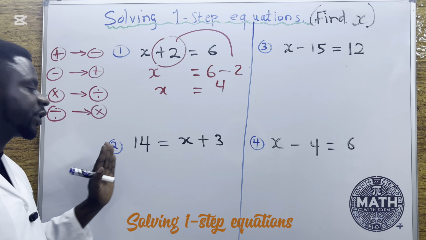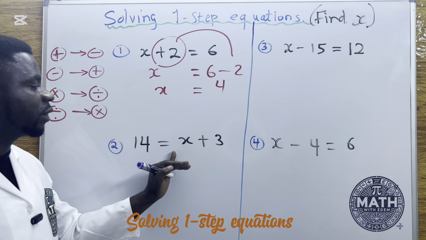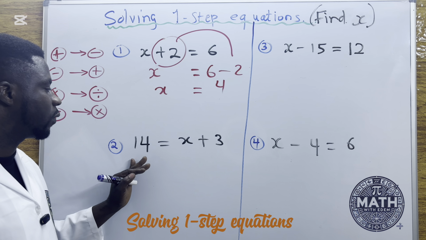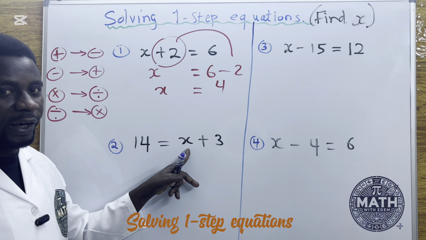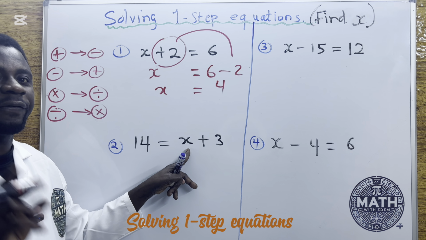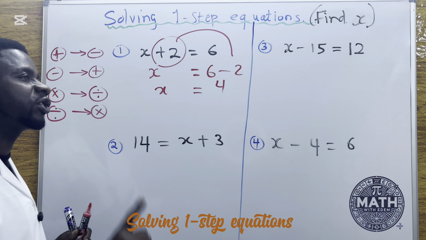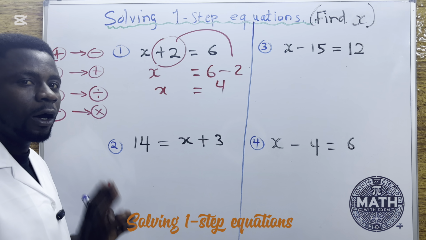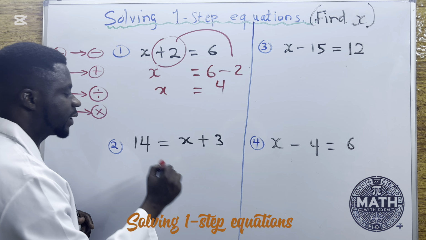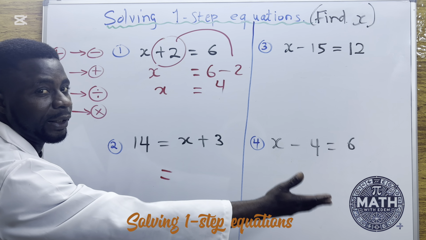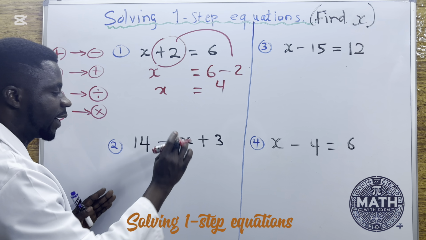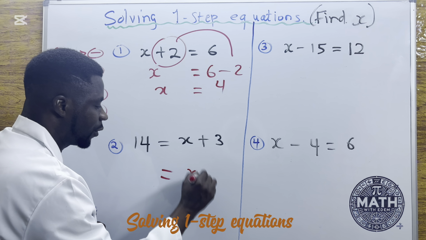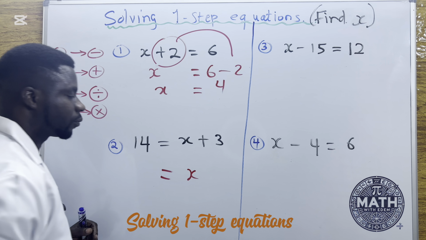Now let's come to question number 2. We have 14 equals x plus 3. Here, we are going to find the value of x. I told you that finding the value of x means we want only x to be at one side of the equal sign. So this is the equal sign. x is already at the right side, so we are going to keep the x at the right side. So I'm coming down to write x here.